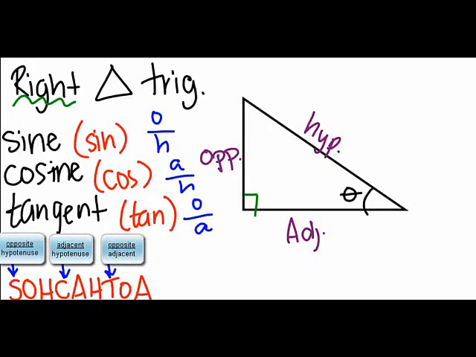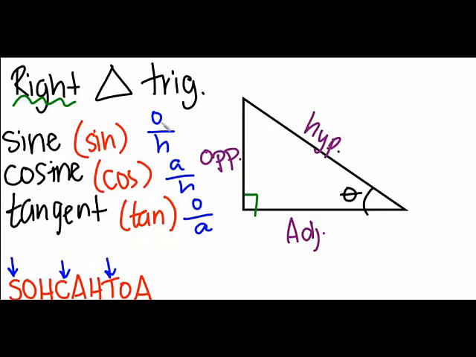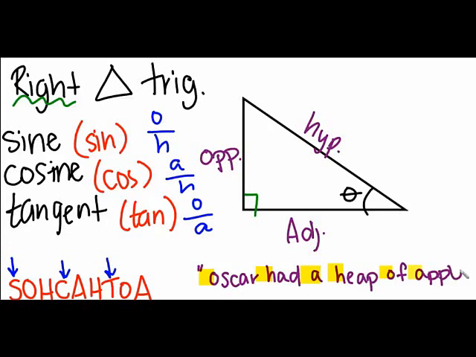Another memory trick I like to use, which you probably haven't heard before, is Oscar had a heap of apples. If you look at the order of our letters, it's O-H-A-H-O-A. Oscar had a heap of apples is just a mnemonic device that you can use. So if you want to use that, you may. You can use either one of these memory tricks to help you remember it. Alright.